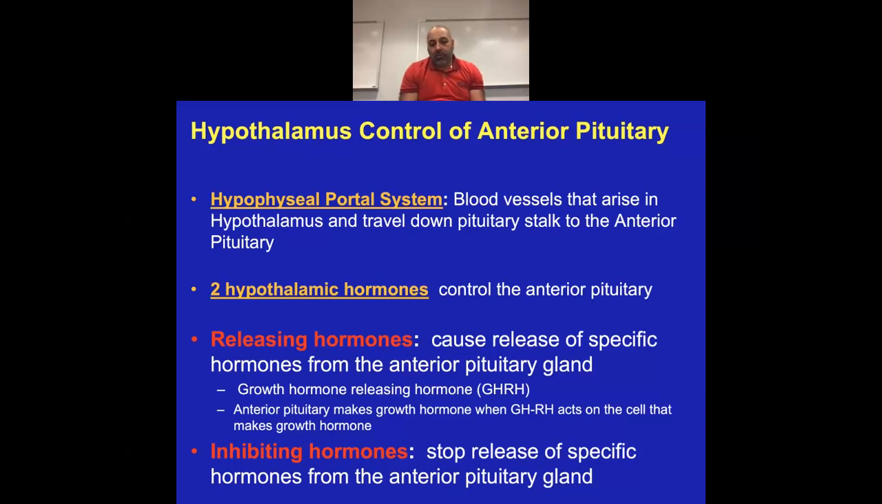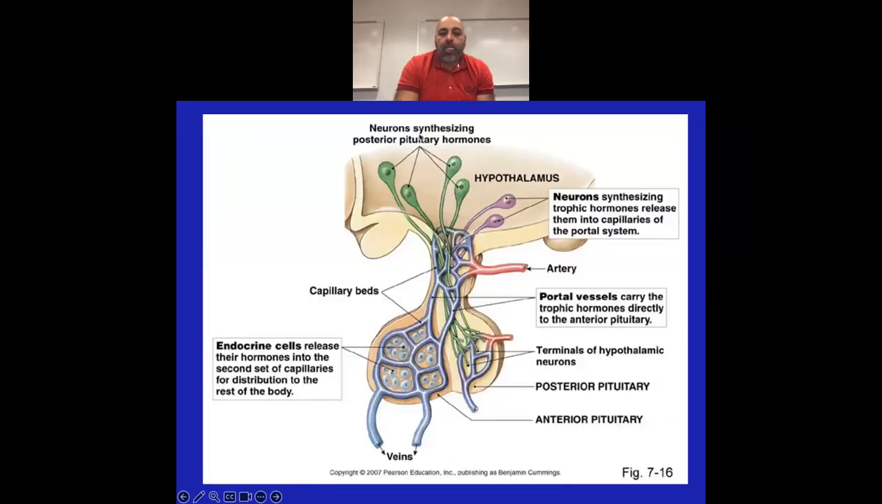Okay? So we have growth hormone releasing hormone. And so when that is released from the hypothalamus, it'll go down to the pituitary and will make growth hormone, for example. Inhibiting hormones, those stop things. So releasing hormones make the pituitary make things. Inhibiting hormones make the pituitary stop. So here they're showing the portal system, and that's how it would communicate. And then the posterior pituitary is controlled through nerves, neurons, right?